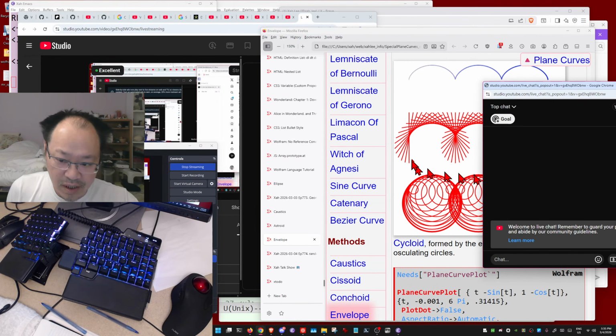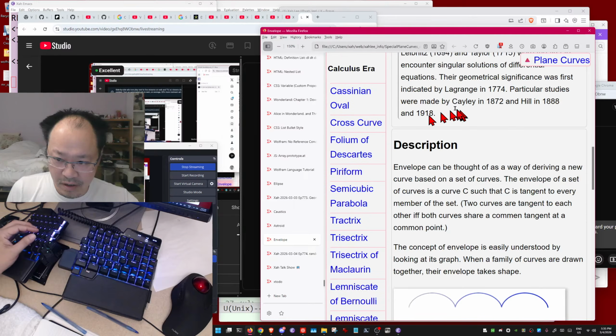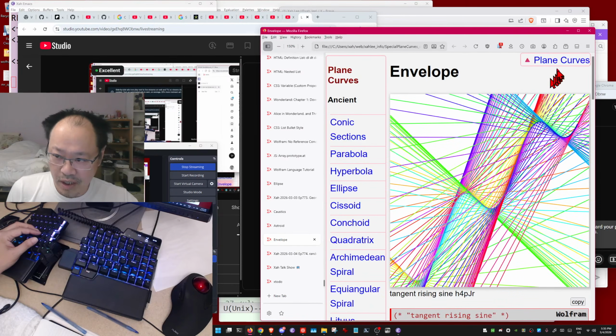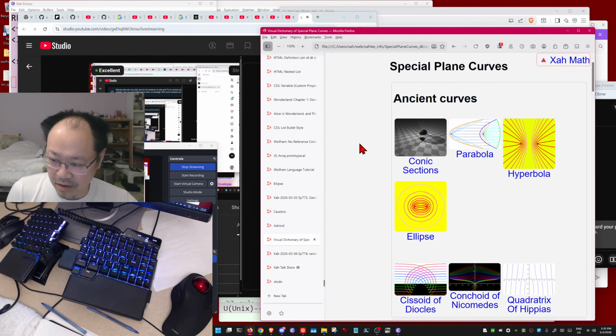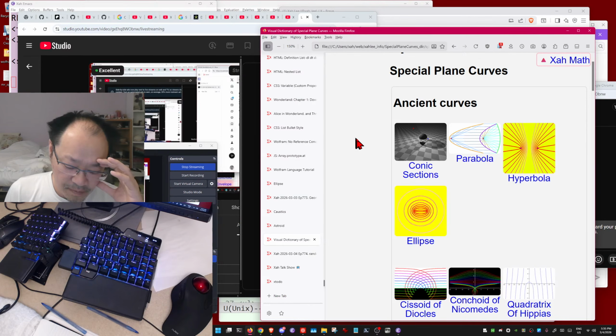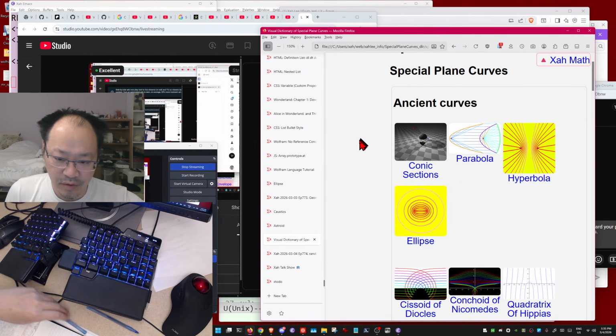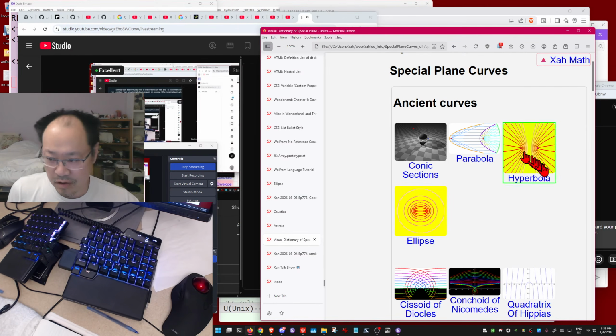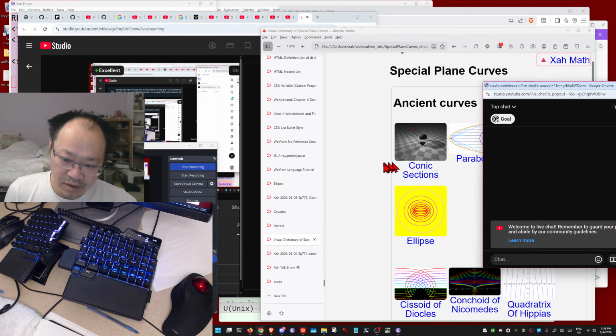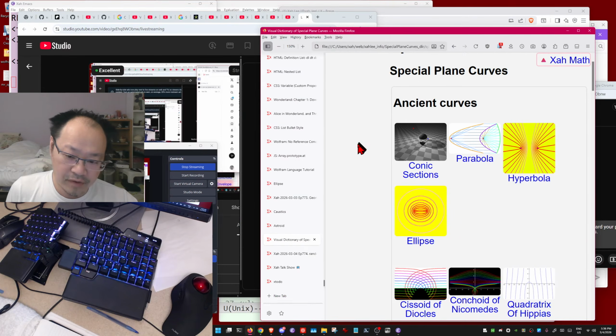This is kind of random-ish. I'm just going to work on my website. You are looking at a visual dictionary of spatial plane curves. Search for it, you will find it. This is mathematics, geometry, pertinent to those of you studying calculus or college students. Elementary, this is college level.